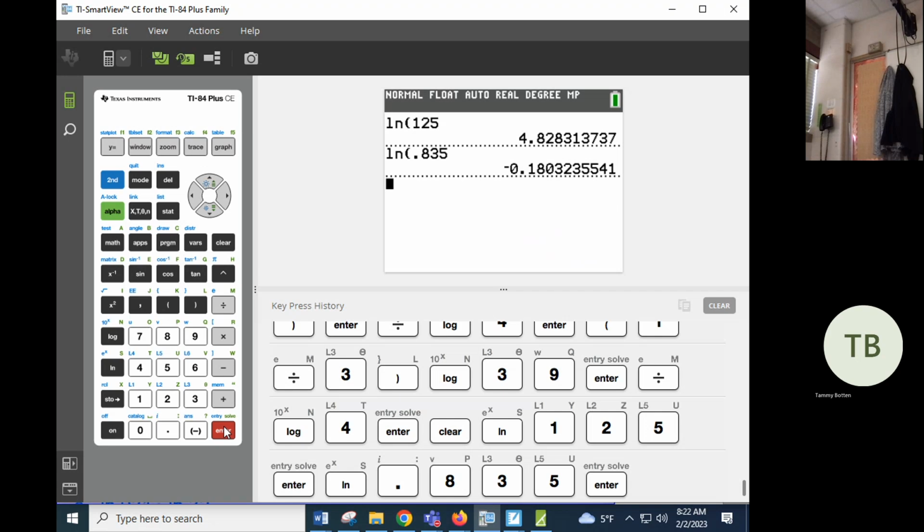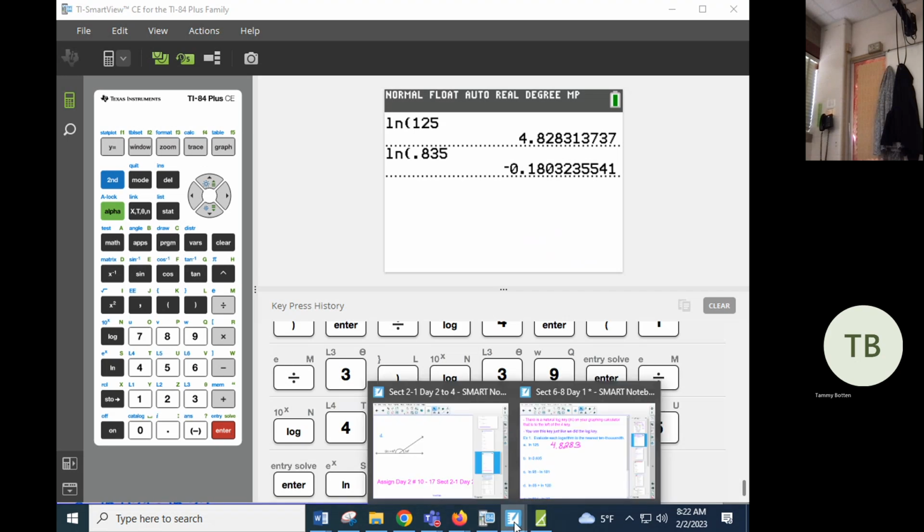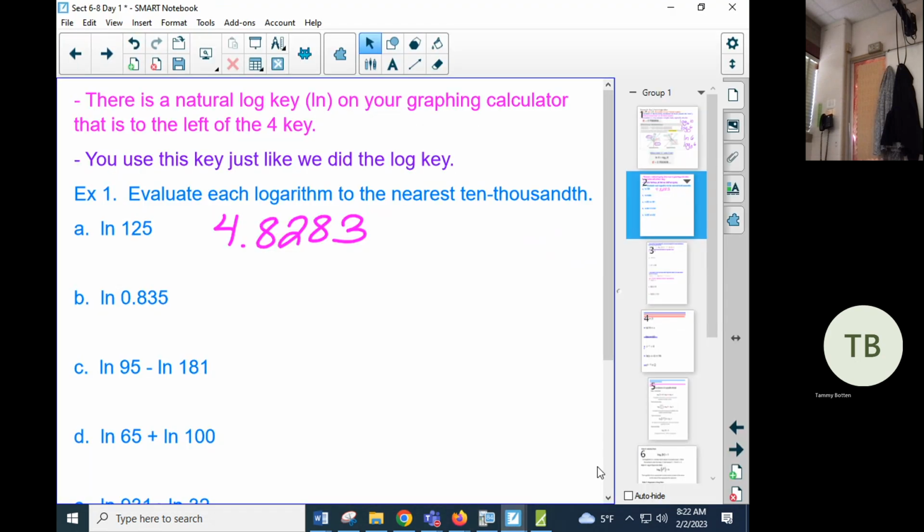Again, if we do this next one, we would just go natural log of 0.835, and you can get negative again. So negative 0.1803. Okay. Natural log of 95 minus natural log of 181.